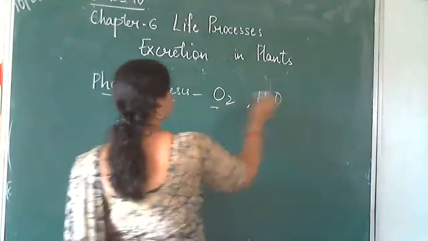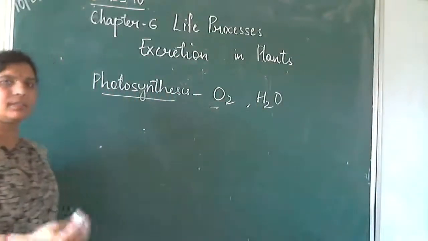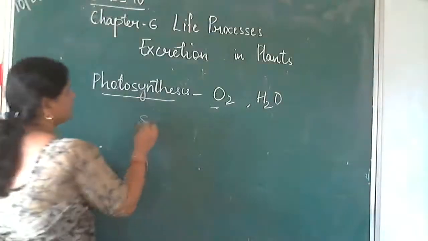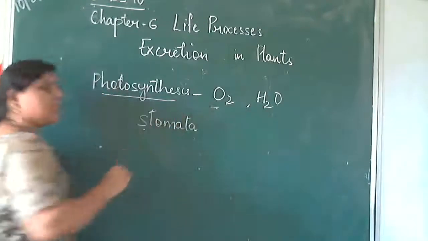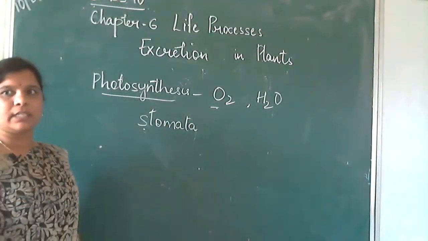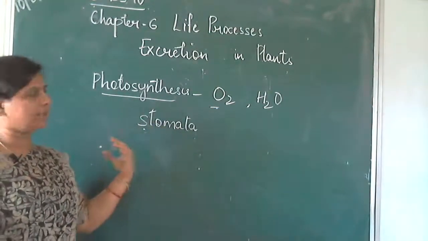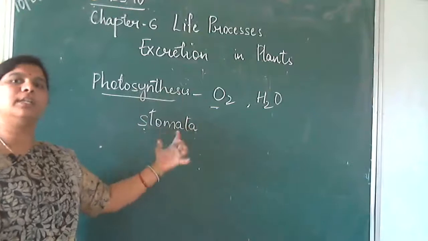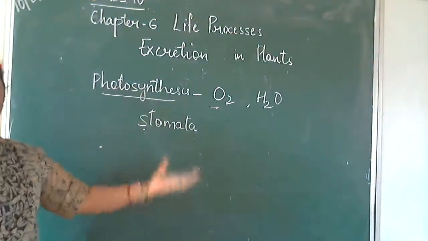Understood? So here oxygen is a waste product which is generated during photosynthesis along with water. So how are this oxygen and water released outside? Yes, we have learned this: through stomata. Stomata are the openings which are present on the surface of the leaf. So from there carbon dioxide will get in, and oxygen and water in the form of water vapor will move out.